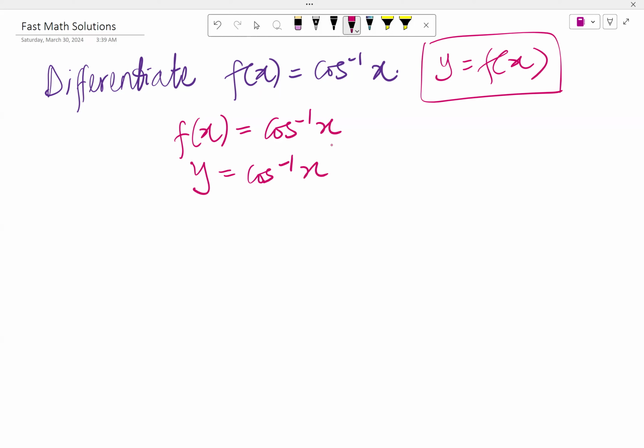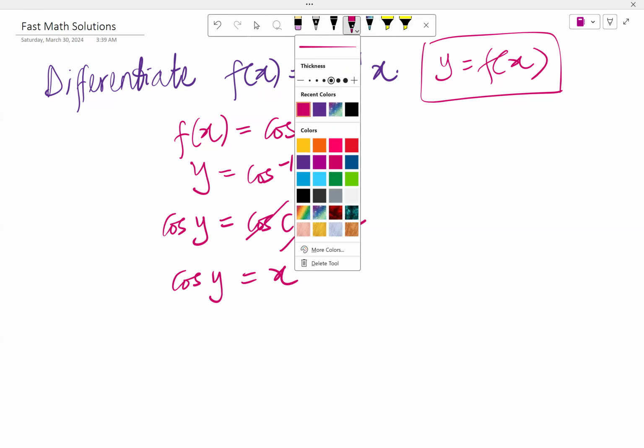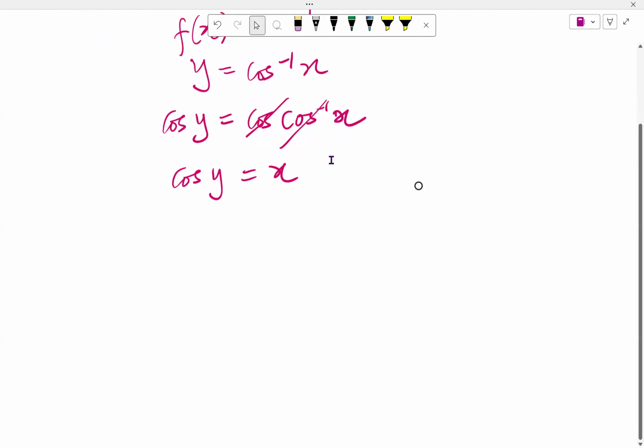And the way to get rid of arc cos of x is to take cos of both sides. So you have cos y equals cos of arc cos of x, so that this cancels out, and then you have cos y equals x. Now that is a feat already achieved. Can we see what else we can do? All right. So let's move on and check this out.